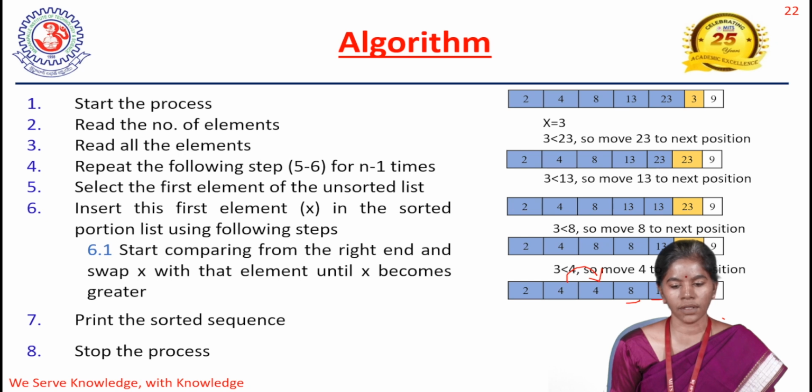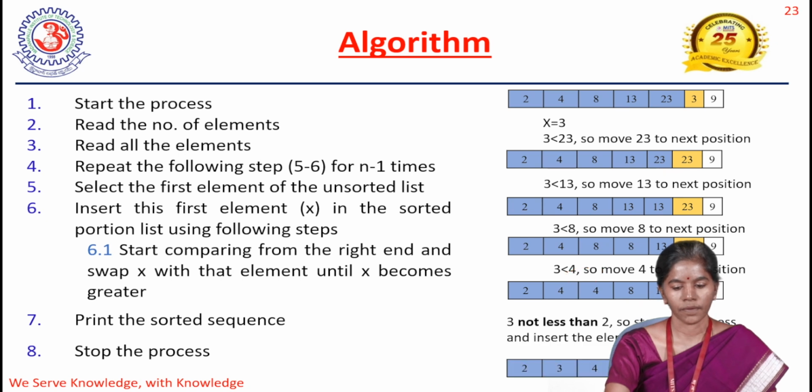So these are all the steps we are going through. So 4 is moved to the right side. Now 3 is not less than 2, so we should stop moving to the next position. We should stop this process and insert the element 3. So this is the place where we moved 4 here, and this is the place where we have to insert the 3. Since 2 is not greater than 3, 3 is placed in this position.